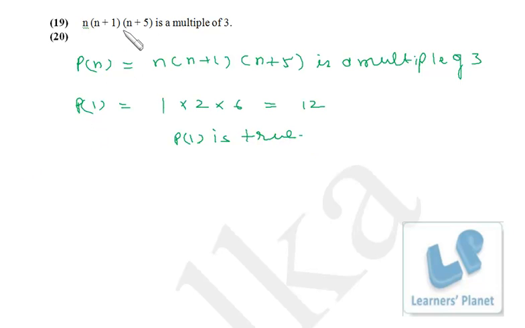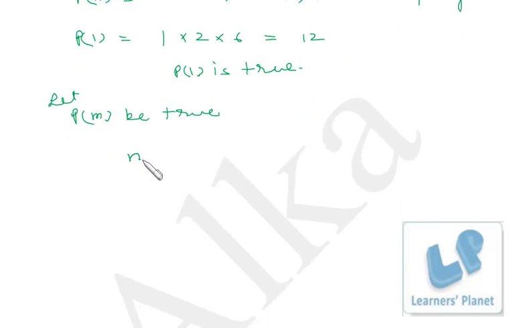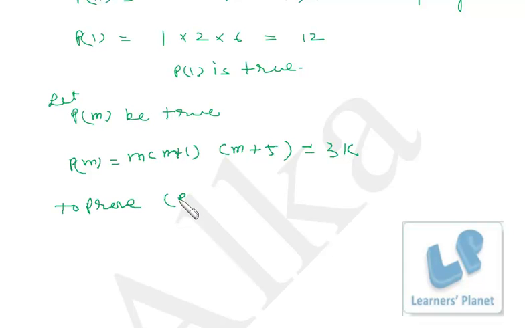Okay, now we have to assume that Pm is true. So let Pm be true. That means m plus 1, m plus 2, m plus 5 is divisible by 3, or it is a multiple of 3. If it is a multiple of 3, I can write it as 3k. Okay, now we have to prove that Pm plus 1 is true.